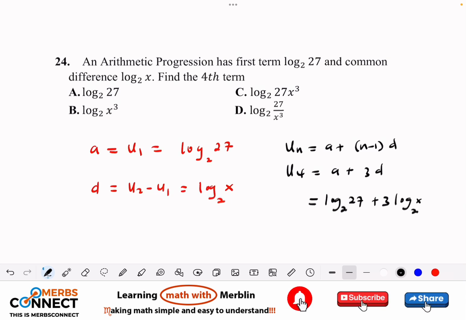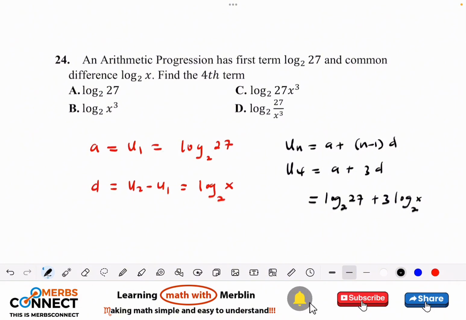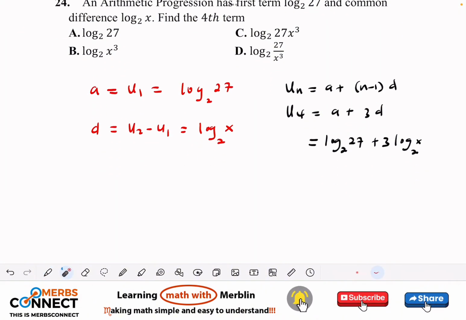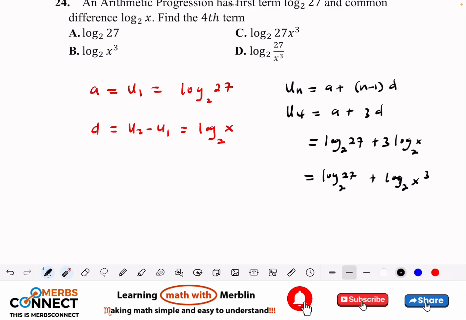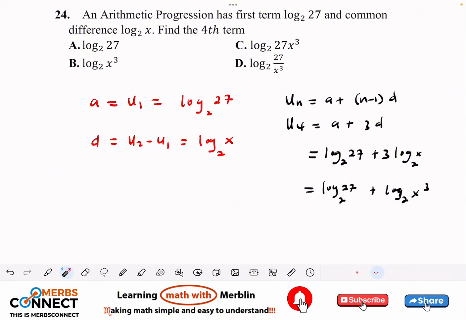Let's check if the result is there. No, the result is not there, so we need to do manipulations. Let's see what we can do. This is the same as log 27 base 2. Let us apply the third law of logarithm. This can be written as log 2 of x squared, no, x cubed. So bring this one up here. This one too is not there again. So let's apply another law again.